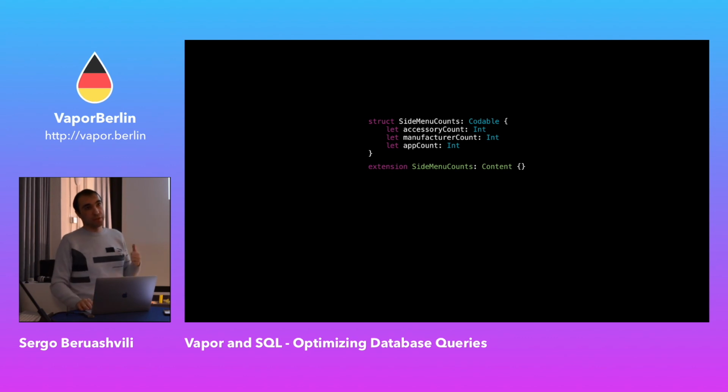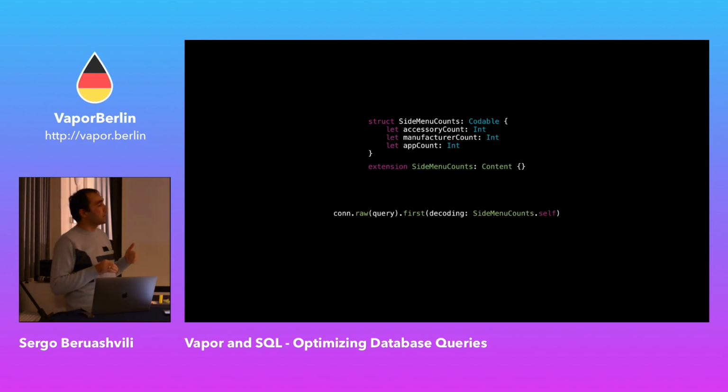One way to help with this is to define your model like this, make it Codable, and then use a connection. You use a raw query and then ask it to please decode this struct from this query. In this way, you at least have more guarantees and you have a better way to use this model.